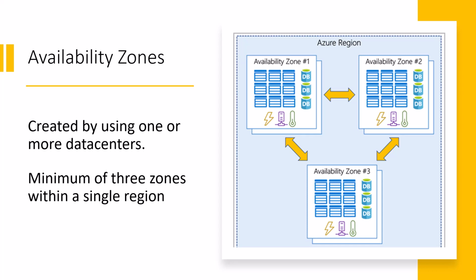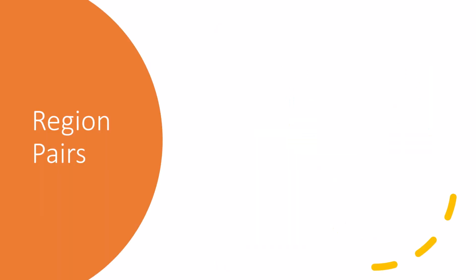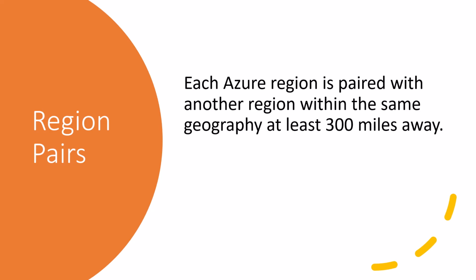Now, it's always possible that a large disaster could cause an outage that's big enough to affect more than one data center. So that is why Azure also creates region pairs. So let's talk a little bit about region pairs. Each Azure region is always paired with another region within the same geography. Now, a geography would be like the US or Europe or Asia. It's going to be paired within the same geography at least 300 miles away.